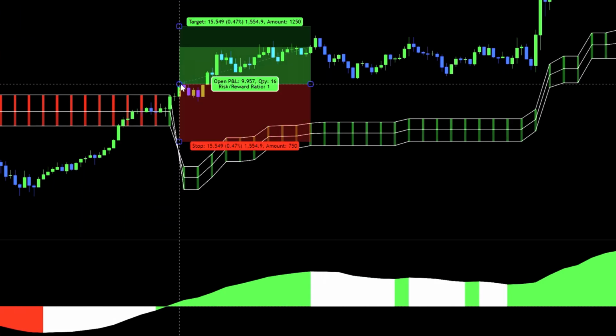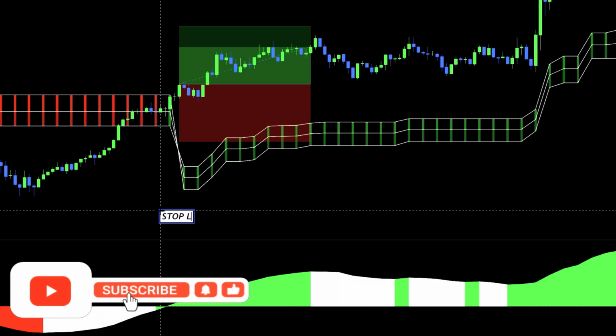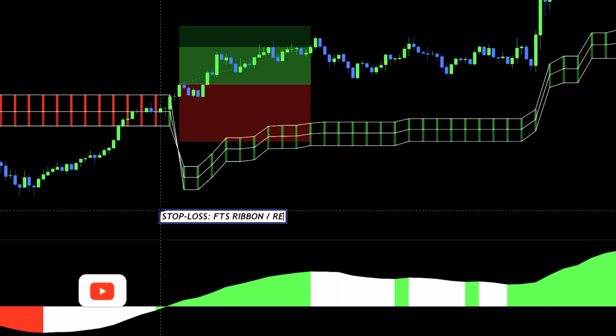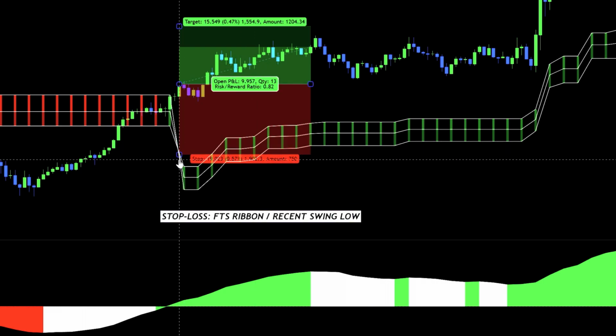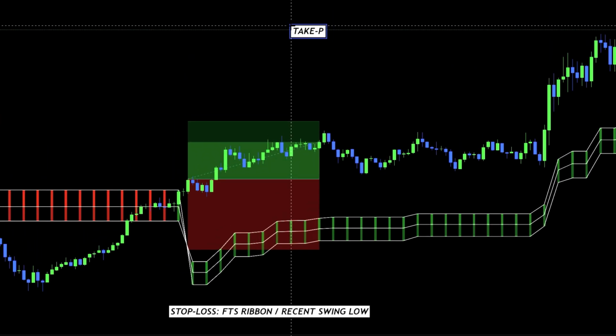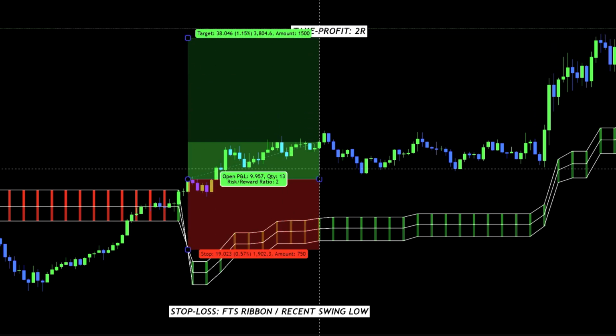For this strategy, the best place for your stop loss would be either the most recent swing low or one of the FTS fib lines within the FTS band. Just choose the one that's closer to your entry price. And for your target, set it to a 2R, meaning you're aiming for double your risk.